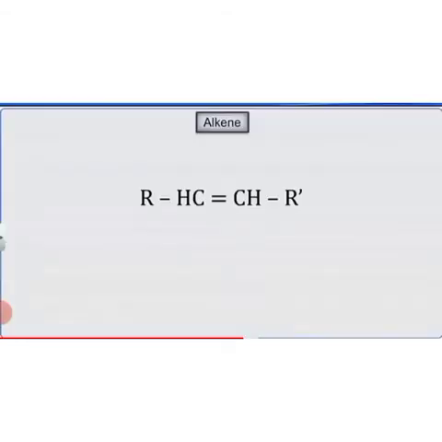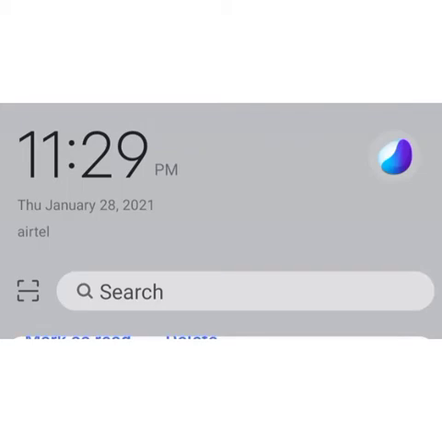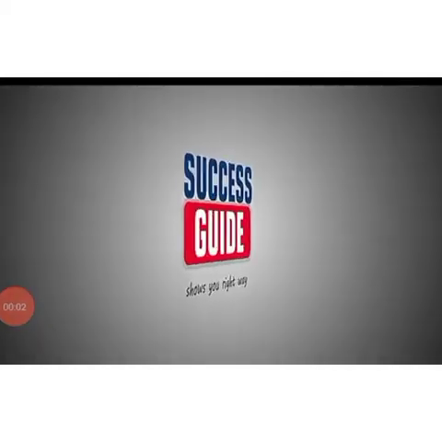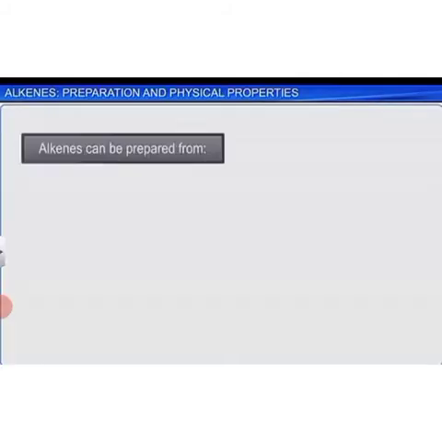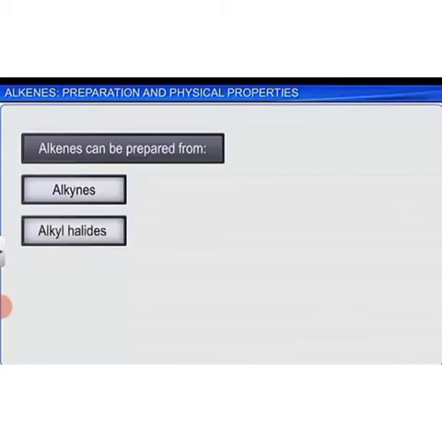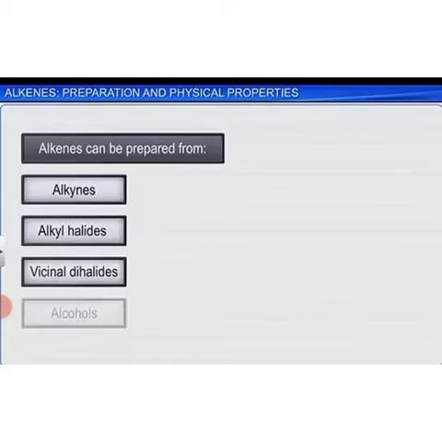An unsaturated hydrocarbon with a double bond in between the carbon atoms is called an alkene. Alkenes are also called olefins, which means oil forming, as its first member, ethene, forms an oily liquid. Alkenes can be prepared from alkynes, alkyl halides, vicinal dihalides, and alcohols. Let's look at each of them in detail.